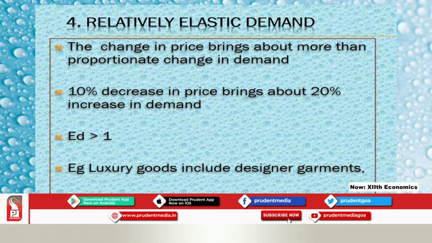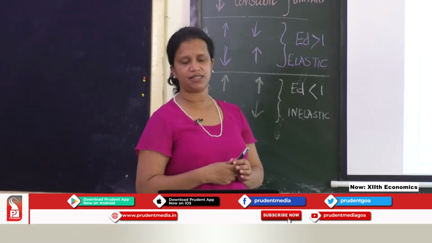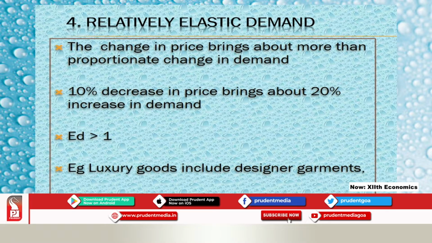So, if there is a 10% decrease in price, this 10% decrease in price causes a more than 10% increase in demand. So, in this case, a 20% increase in demand. So, that means demand is reacting sharply to a change in price. So, what would be the value of ED in this case? It will always be greater than 1.